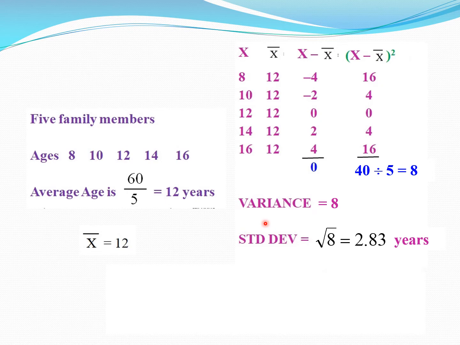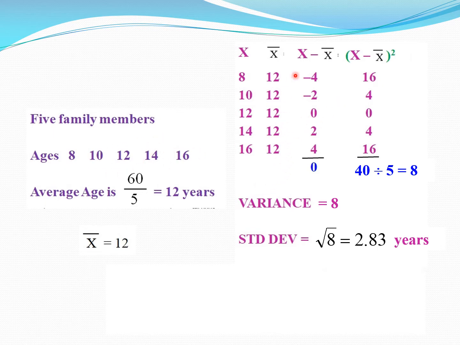So you might have done this in school. And then what we do is we take the square root of the variance, and this gives us the standard deviation. The square root of 8 is equal to 2.83 years. So we say this set of data has a variance of 8, and the standard deviation is 2.83 years. The standard deviation measures how spread out the data is about the mean.